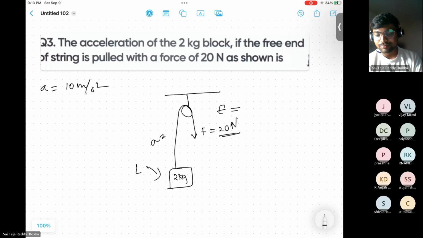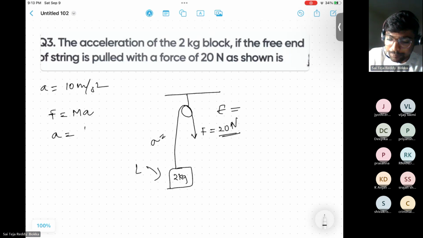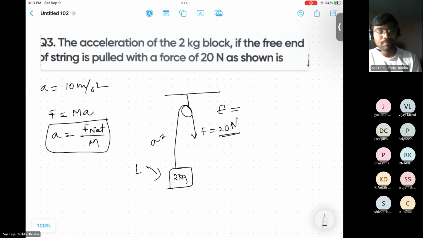Just try to solve it. Try another way. F equal to MA. F is equal to MA. Then acceleration is equal to net force by mass. Ten. Acceleration is equal to 10 meter per second square. So here the total net force acting on this will be equal to 20 newtons in this particular case.